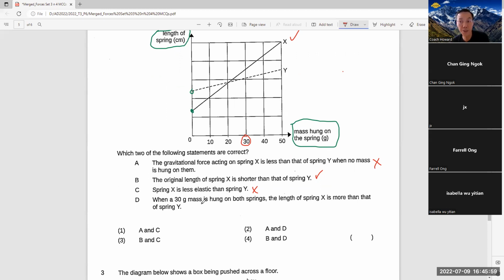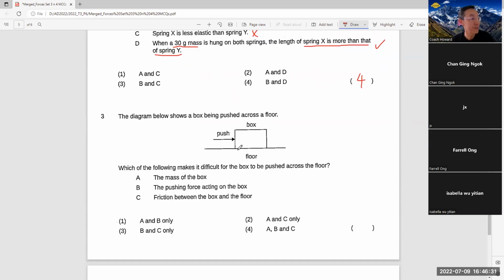Then in this one, you need to work out mathematically. When a 30-gram mass is hung on both springs, the length of spring X is more than that of spring Y, because you already know the elasticity, right? At 30, can you see, the length of spring X is more than that of spring Y. So this is true also. So it's B and D, answer 4. Okay, B and D.